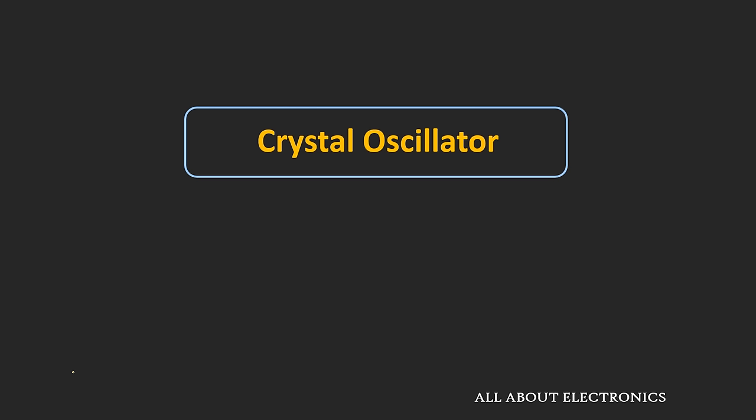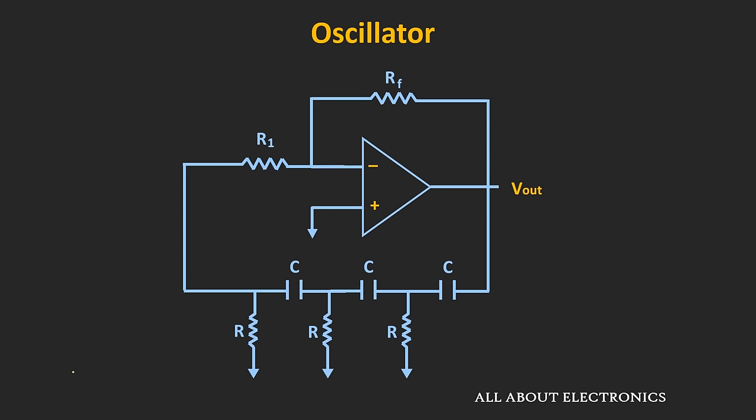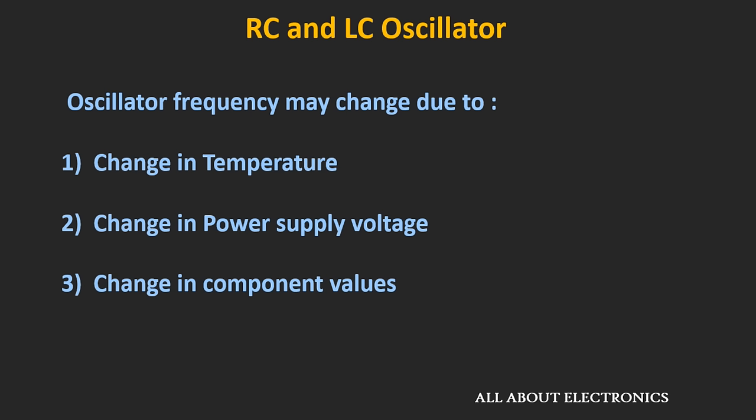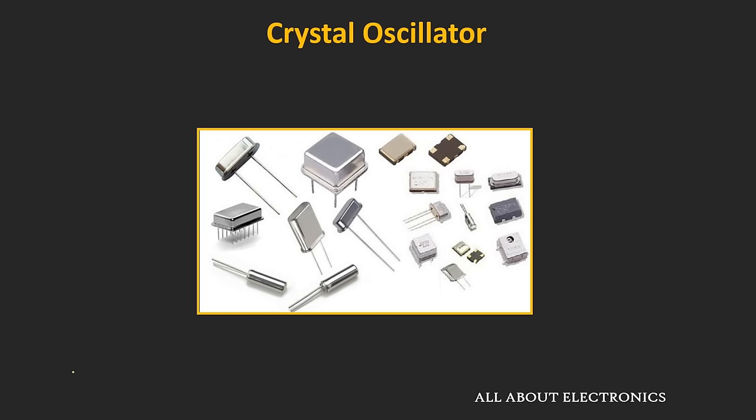In this video, we will learn about the crystal oscillator. In the previous videos, we had seen the different types of RC as well as LC oscillators, which can be used for generating frequencies from the audio to the RF range. But in this type of oscillator, the frequency can drift due to a change in temperature or a change in the power supply voltage. And the frequency of oscillation will change even if there is a slight variation in the component values. So in applications where a high level of stability is required, crystal oscillators are the obvious choice.